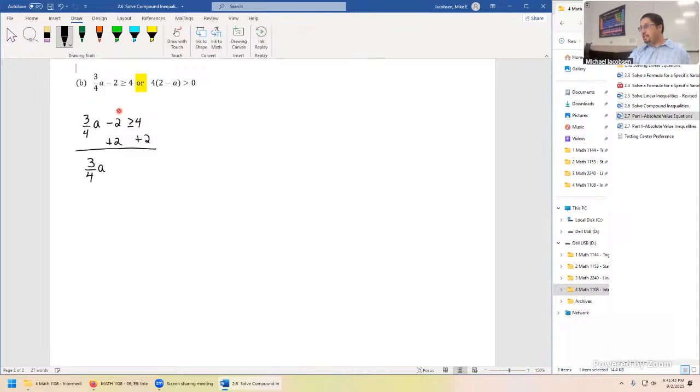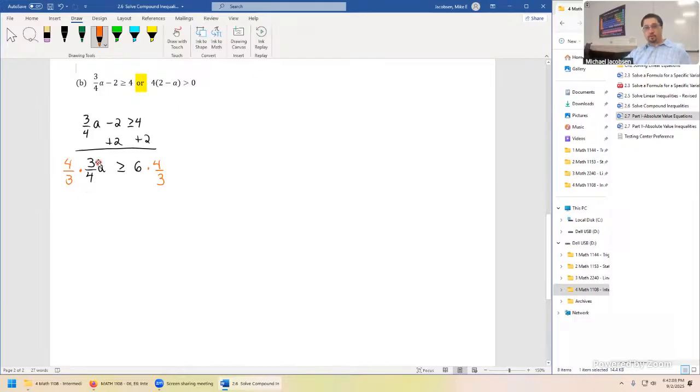Now 3/4 A is greater than or equal to 6. At this stage, you want to divide by 3/4, but there's a faster way to do that. You can just multiply both sides by 4/3, using a different color so it doesn't get too visually overwhelming.